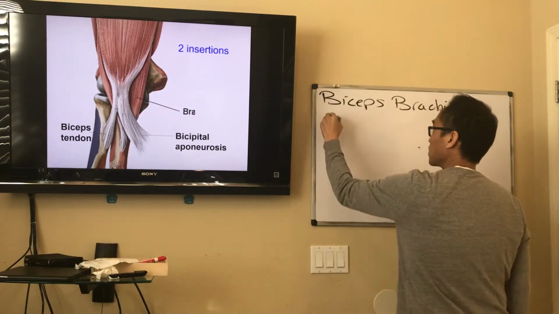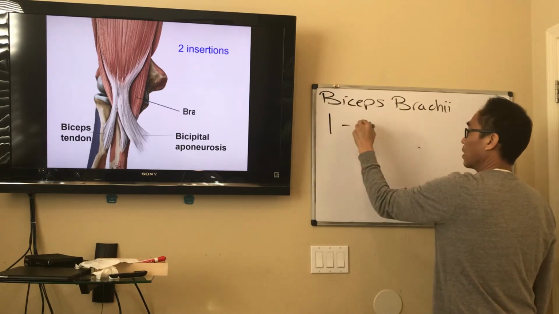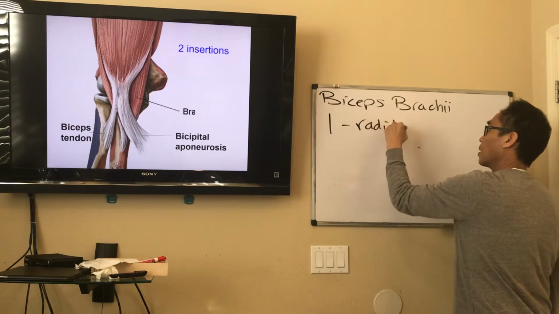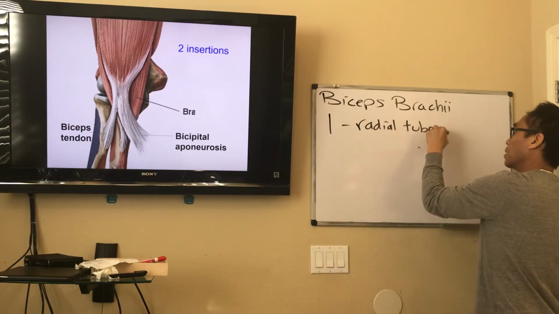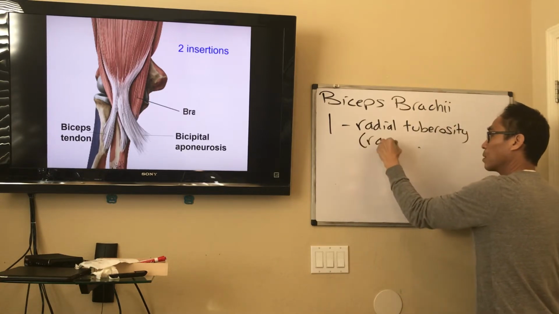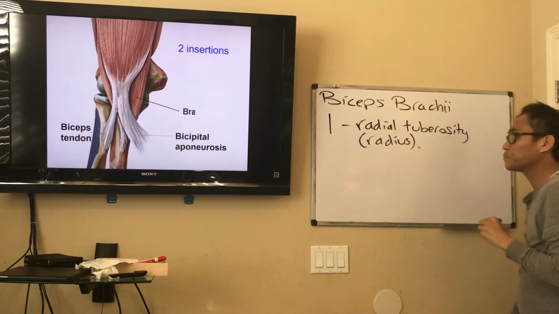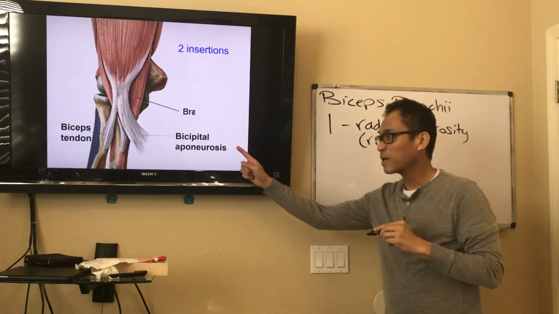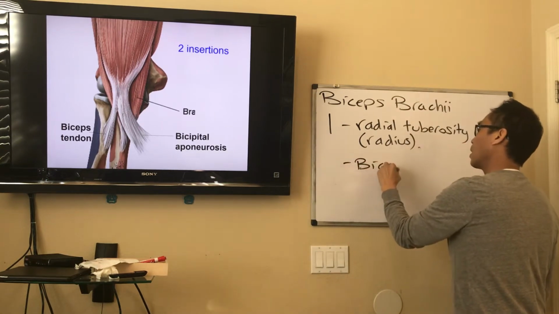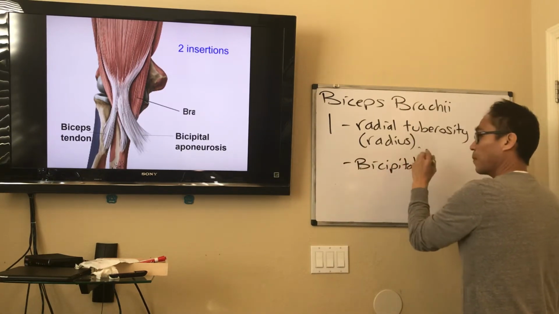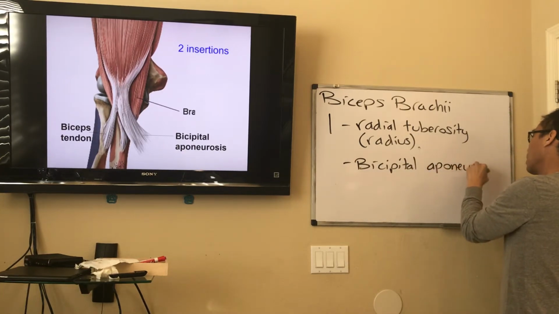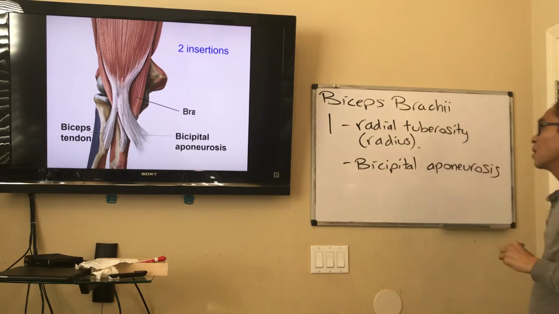So the insertions, one is the radial tuberosity. Obviously, that's on the radius bone. And the other, again, is not skeleton, but connective tissue, called the bicipital aponeurosis. All right.